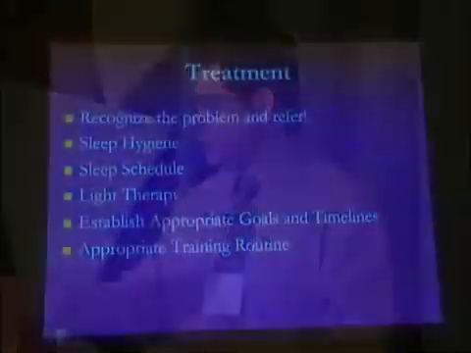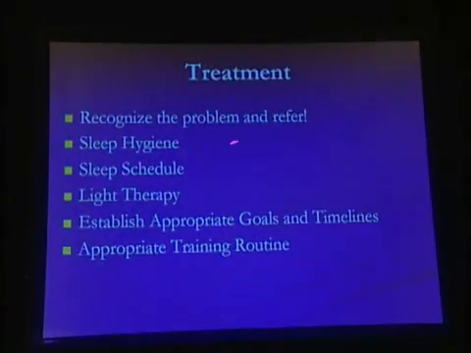A person like that, I'll see them probably for 2 years to sort this person out. It takes a long time. That's why the question down here about how you sort out the athletes is a long answer, and it takes a long time to sort out someone who's at the far end of overtraining syndrome. So at the end of the day, what we do is recognize the problem and refer. If there's something obvious, you have to refer them if you can't do it. Address sleep hygiene and sleep schedule. Light therapy is useful. Establish appropriate goals and timelines, and an appropriate training routine that fits whatever problems they're having. I'm just giving you general stuff here because it's a huge area and very specific and individual.